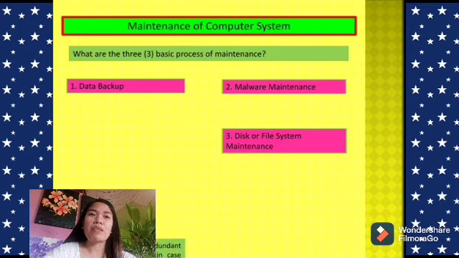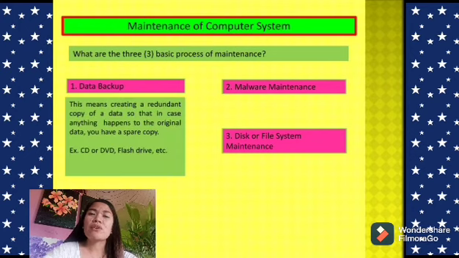What is data backup, by the way? This means creating a redundant copy of a data so that in case anything happens to the original data, you have a spare copy. Example, you can use CD or DVD, flash drive, or other forms of data backup.